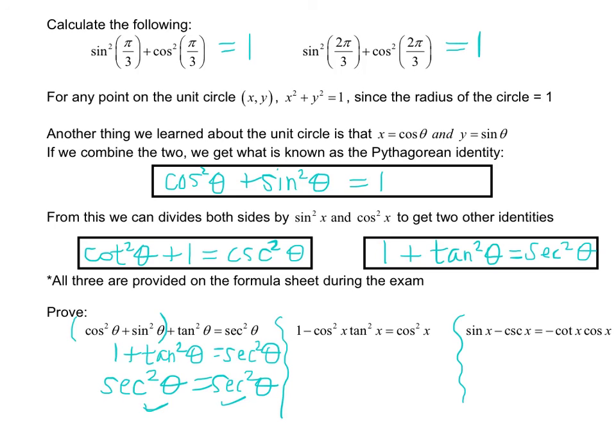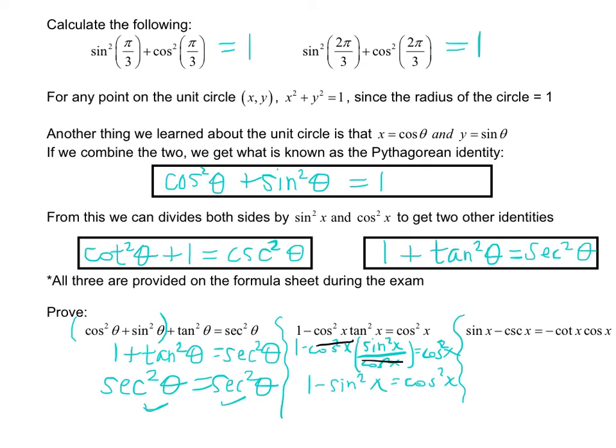1 minus cosine squared times tangent squared equals cosine squared. Seems a little odd. Well, let's take a look at it. 1 minus cosine squared. Tangent is the same as sine over cosine. So I can write this as sine squared x over cosine squared x, and hoping to show that that equals cosine squared x. Well, if I simplify like we talked about before, and then I can cancel cosine squareds, then I have 1 minus sine squared x equals cosine squared x.